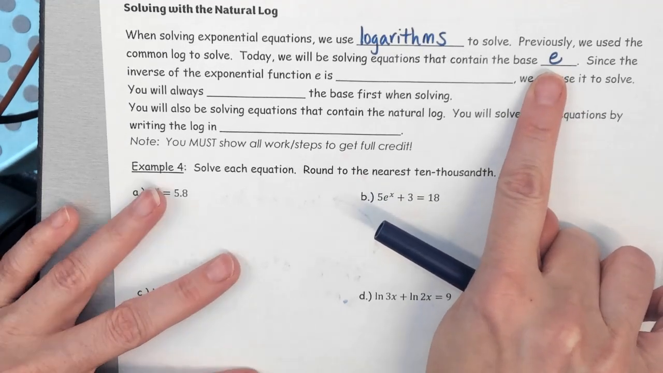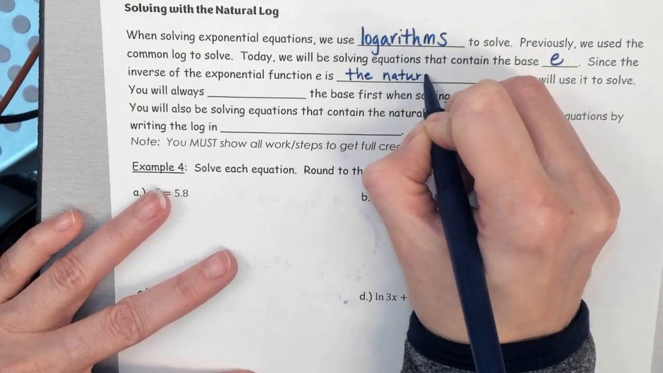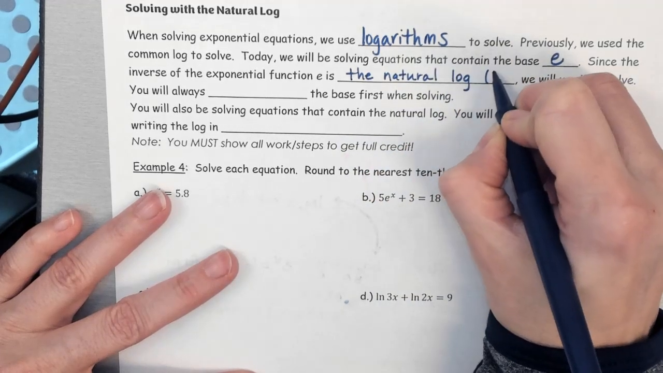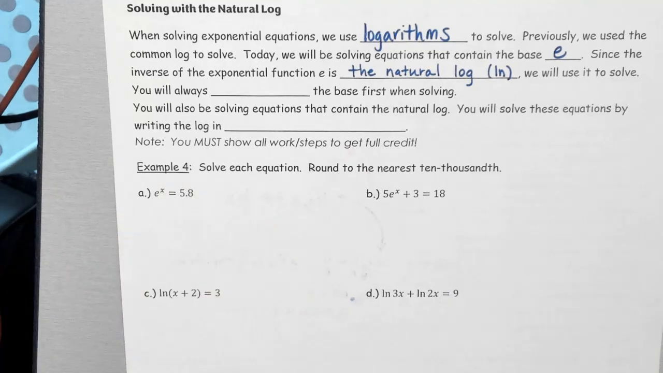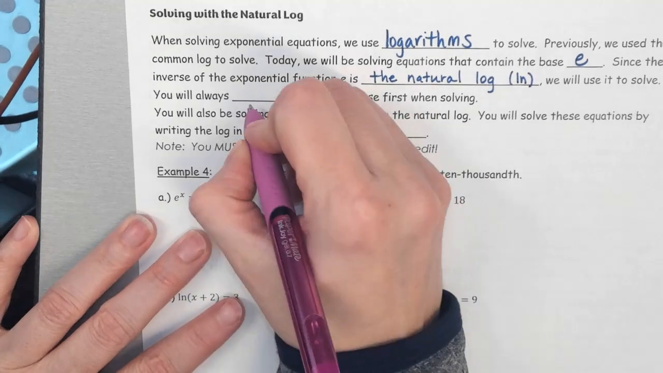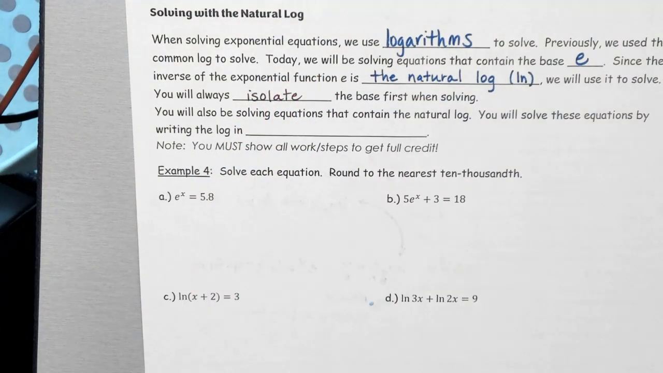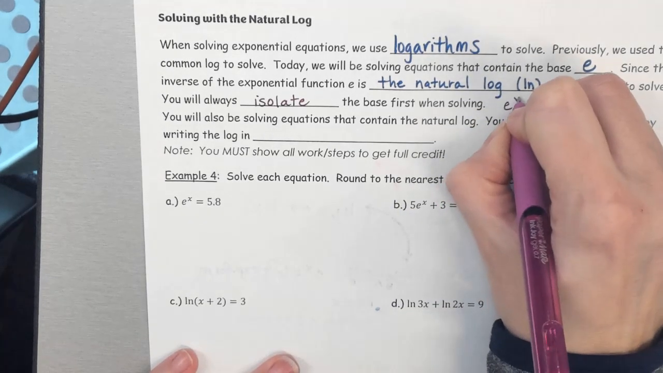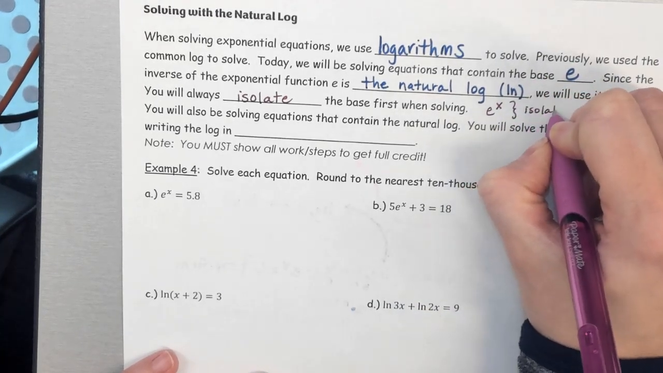So we learned today that the inverse of e is the natural log. Okay, which is ln on your calculator. And we're going to use that to solve. And just like we did yesterday, you always want to isolate that base value when you are solving. Okay, and when we say isolate the base, this is what you're going to get by itself. Okay, this is what you're trying to isolate.